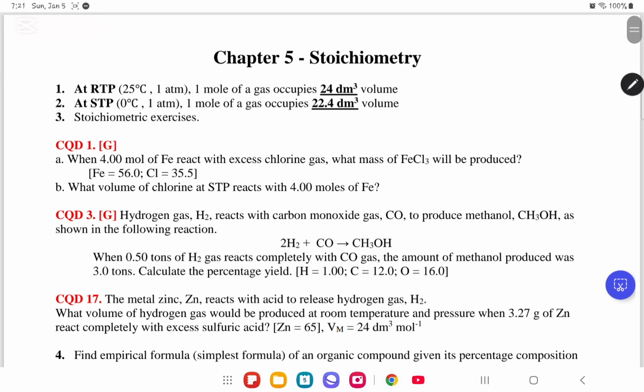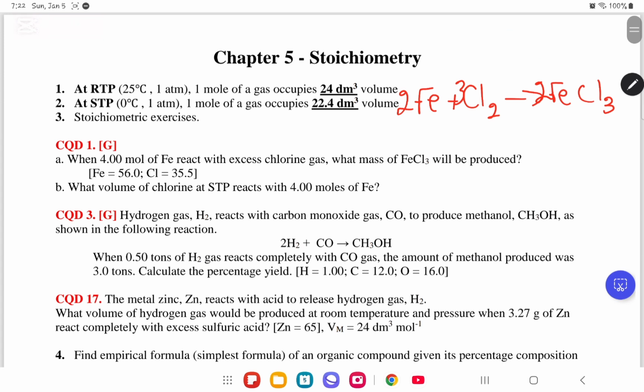So in CQD number 1, part A, they told us when 4 moles of Fe react with excess chlorine, what mass of FeCl3 will be produced? So first thing, we need to understand what's happening. They told us that Fe will react with chlorine, which is usually found as Cl2, to produce FeCl3, but we need to balance it. You should already know how to balance it. You put a 2 here, a 3 here, and a 2 over here. So now it is balanced.